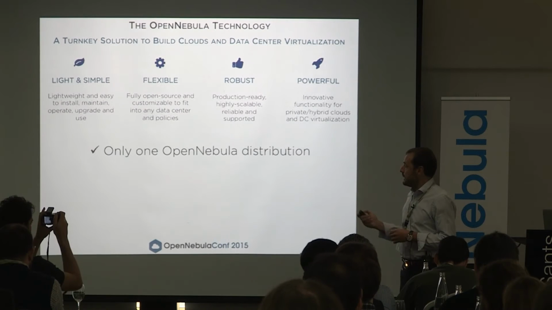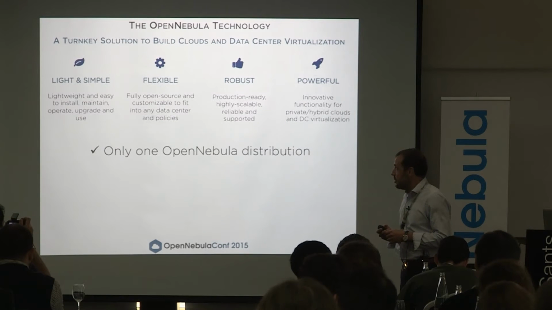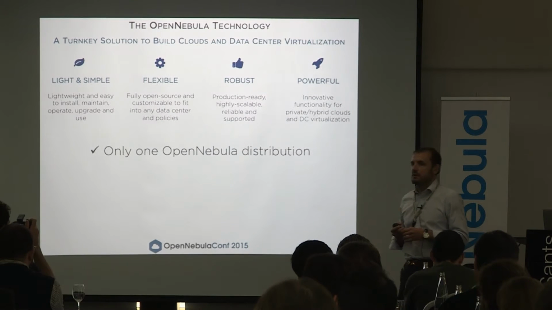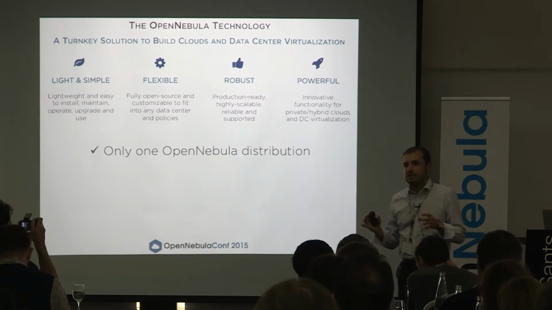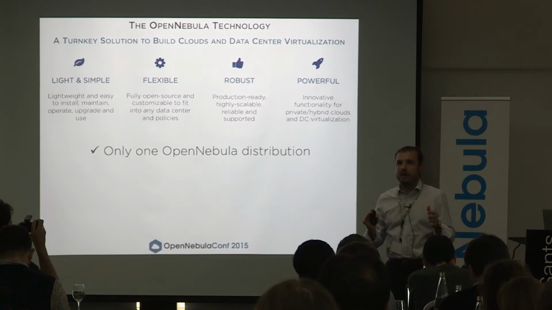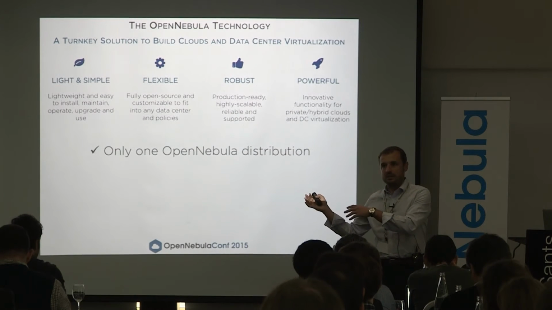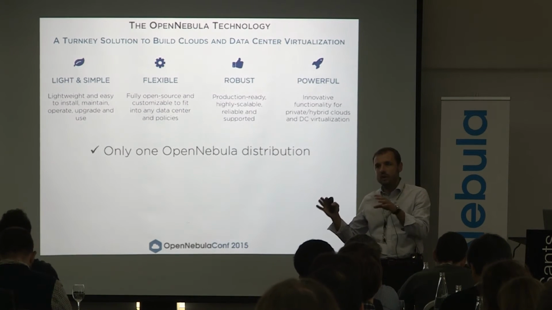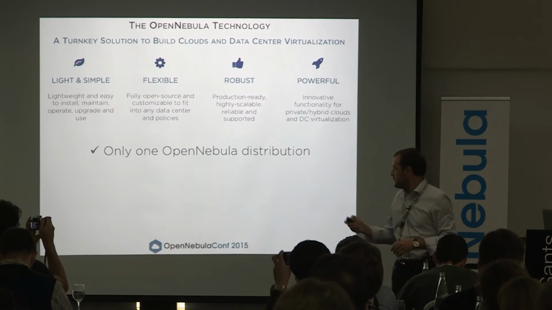We would like to remark 4 important issues for us. First, there is only one OpenNebula distribution. We think this is very important to clarify. So in our project, it's not a typical open source project where you have the vanilla open source and then you have enterprise editions of the technology. In our case, there is only one fully open source OpenNebula distribution.